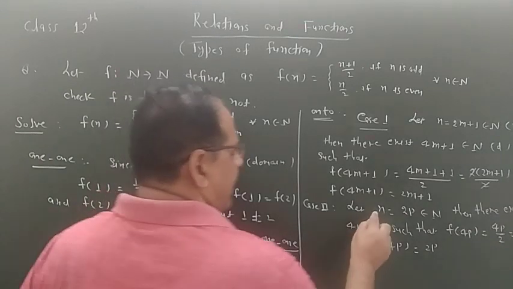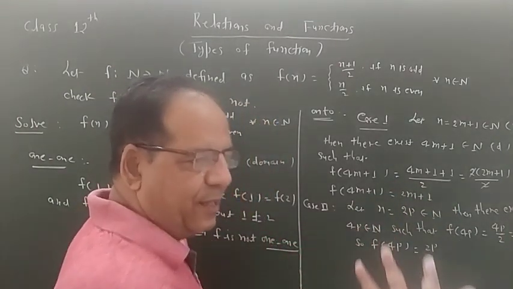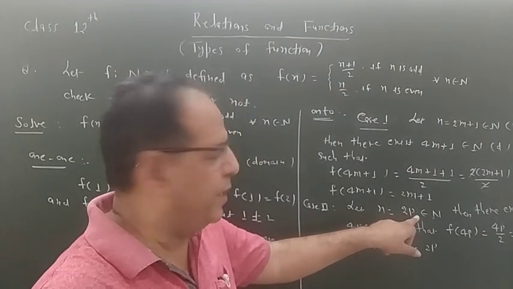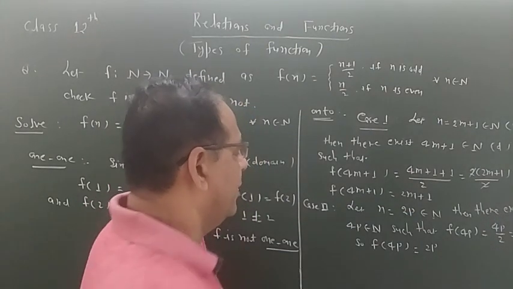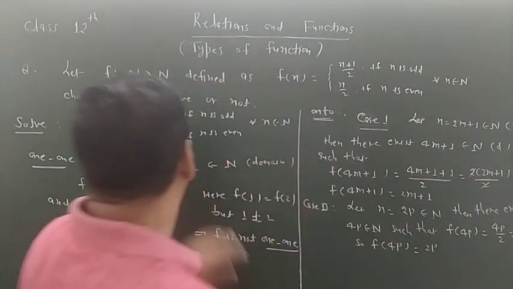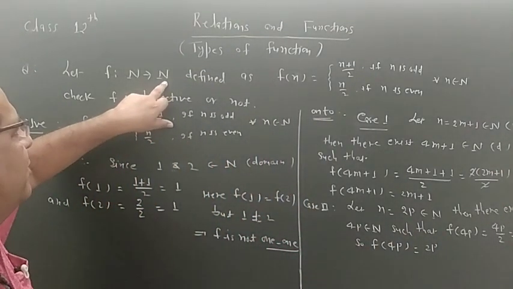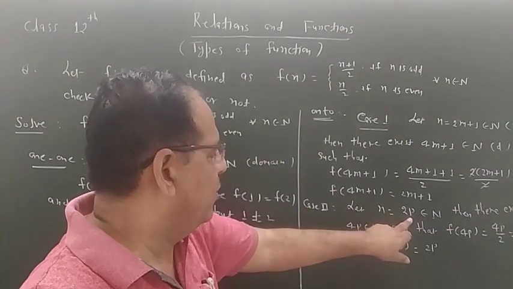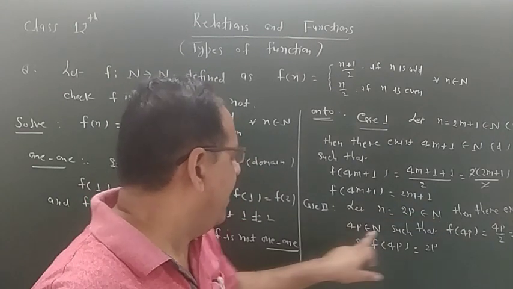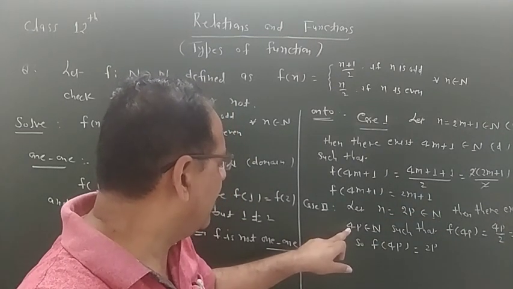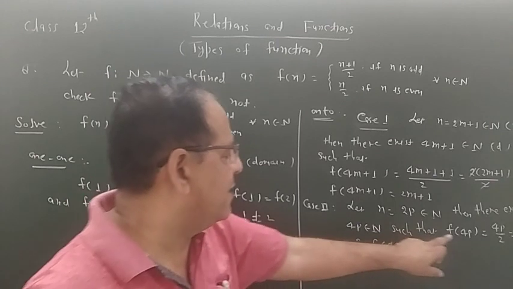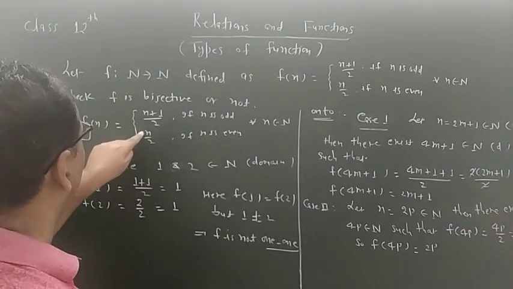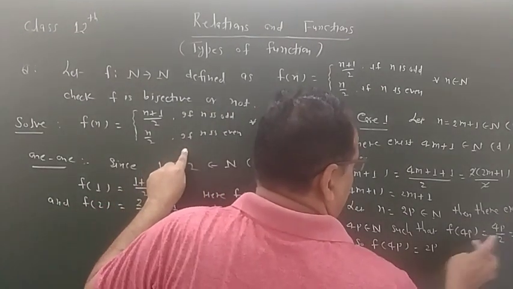Similarly, now we take n equal to 2p. Each even number can be expressed in the form 2p, where p is some natural number. Because the codomain, the set of natural numbers, contains both odd and even numbers, now we take an even number. For this even number we have a natural number 4p in the domain, and we check the image of 4p according to the definition: f(4p) equal to 4p upon 2, that is 2p. So this 2p is the image of 4p.